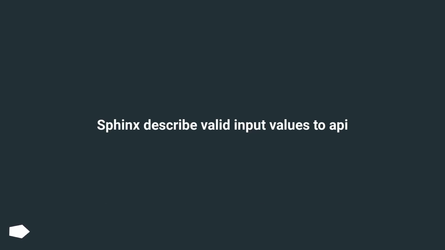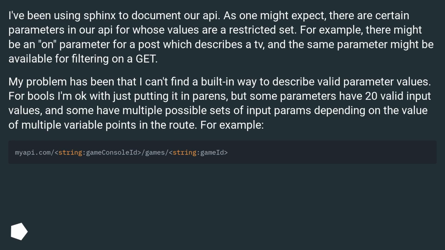Sphinx: describe valid input values to API. I've been using Sphinx to document our API. As one might expect, there are certain parameters in our API whose values are a restricted set. For example, there might be an "on" parameter for a POST which describes a TV, and the same parameter might be available for filtering on a GET.